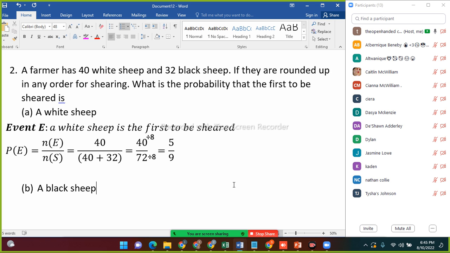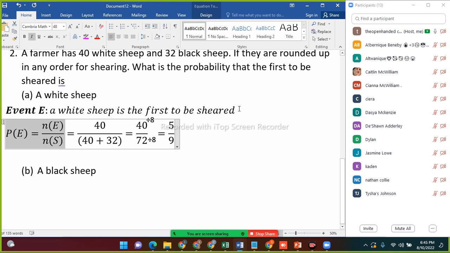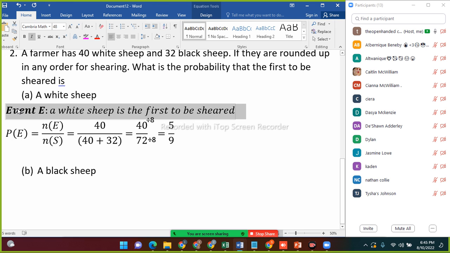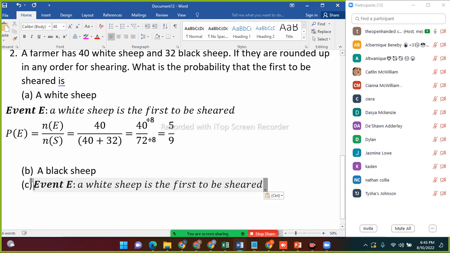All right. So Albanique, a black sheep. What's the probability of getting a black sheep? Let's start with the event. So what's the event? The event is a black sheep is first to be shared.